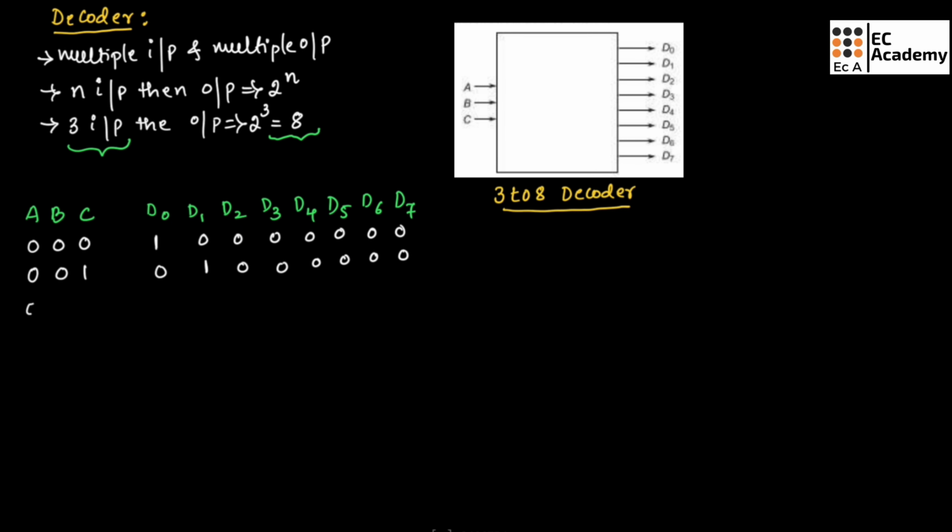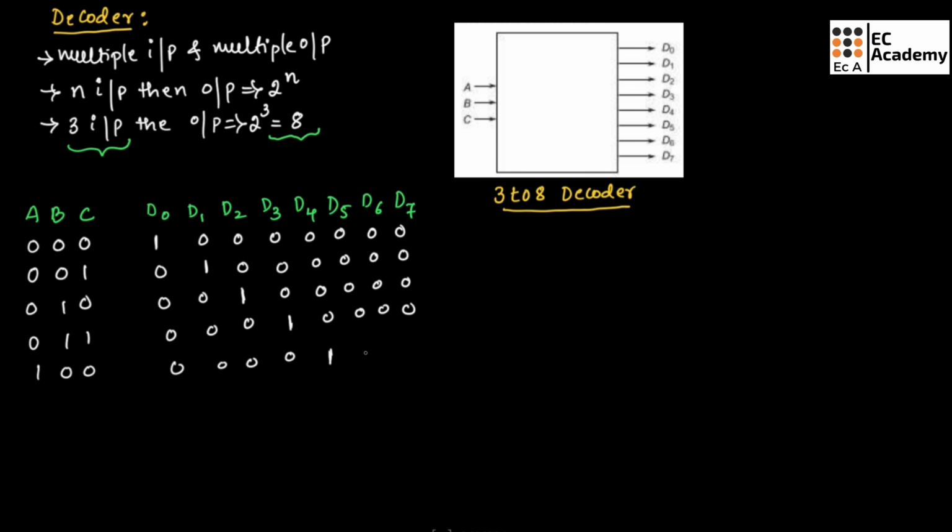When input is 0, 1, 0, output D2 will be 1, remaining output will be 0. When input is 0, 1, 1, output D3 will be 1, remaining output will be 0. When input is 1, 0, 0, output D4 will be 1, remaining output will be 0. When input is 1, 0, 1, output D5 will be 1, remaining output will be 0.